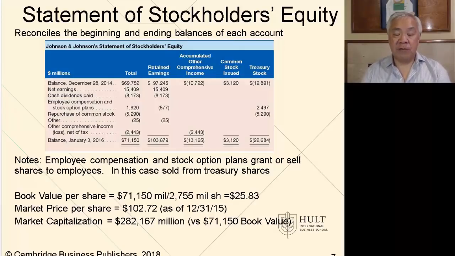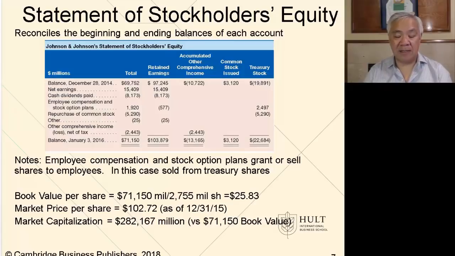The book value per share, we can look at the number above. That's $71 billion. And if you divide that by the outstanding shares, that handy number we've used already a couple times, we get $25.83 per share. If we look at the market price as of December 31st, it was 102, so it's quadruple the amount of book value. Book value is not a measure of market value and does not purport to do so.